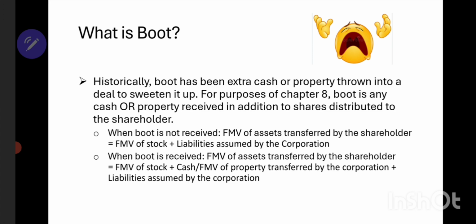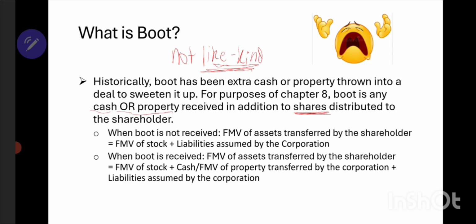So for purposes of Chapter 8, boot is any cash or property received in addition to shares distributed to the shareholder. Now, we're talking about transfers, right? Boot, technically by definition, is not like kind property. What does that mean? That means that the main property that we are distributing are shares, is stock, right? It's not like kind because it is different from stock, which means that it could be cash or property, right?